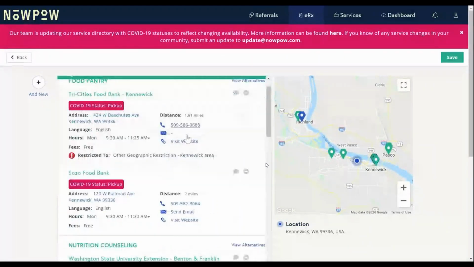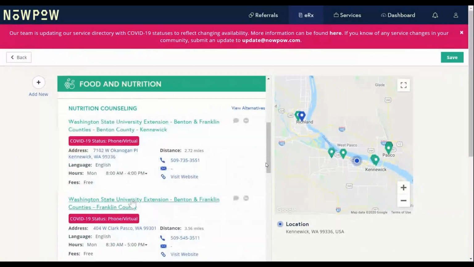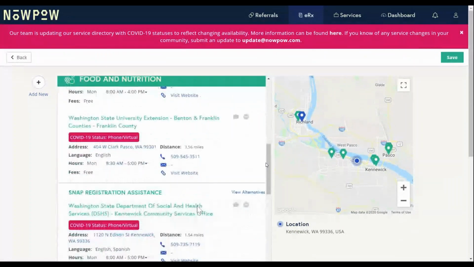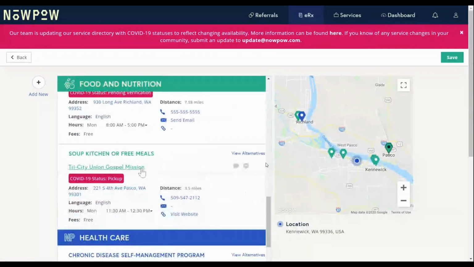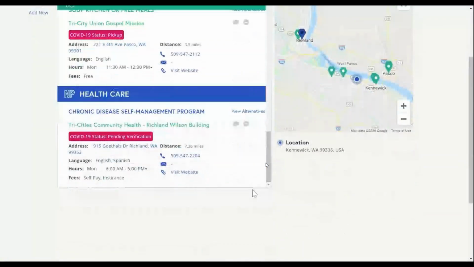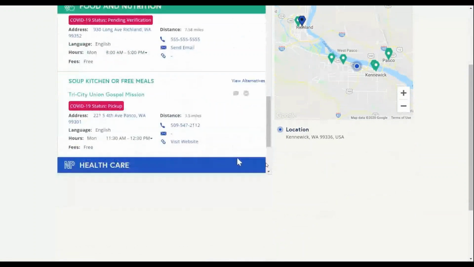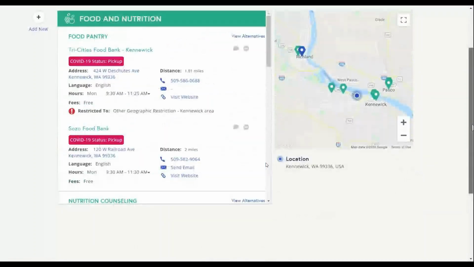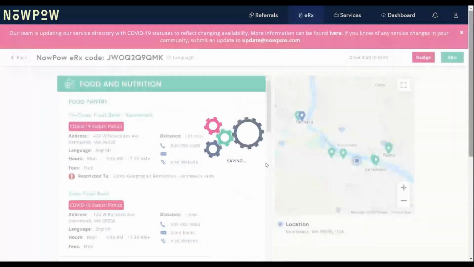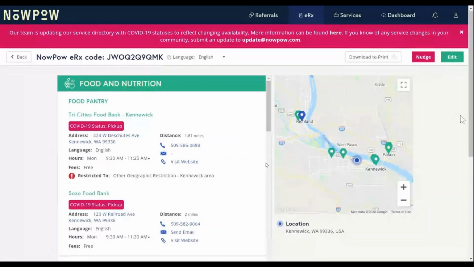So now it's suggesting nutrition counseling because they're diabetic, and we have a list there, SNAP registration because they have food insecurity, soup kitchens, and then also a chronic disease self-management program. And with this list, you can once again change the language. You can nudge it, which is email or print, or you can download to print for the patient.